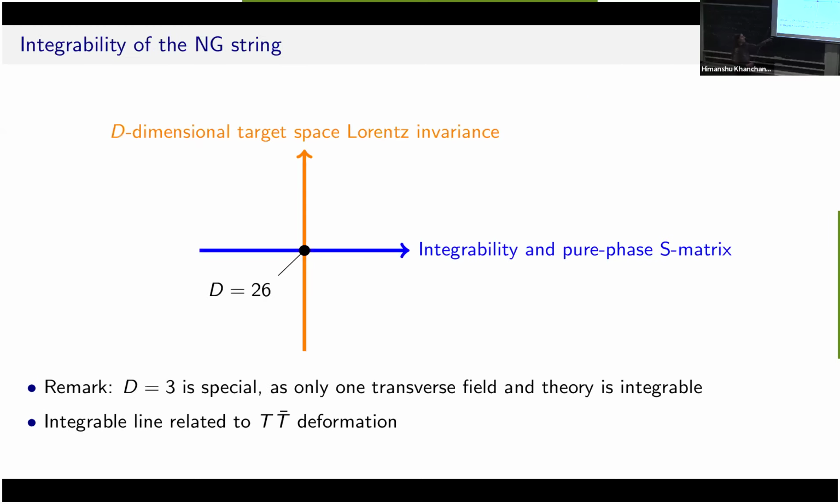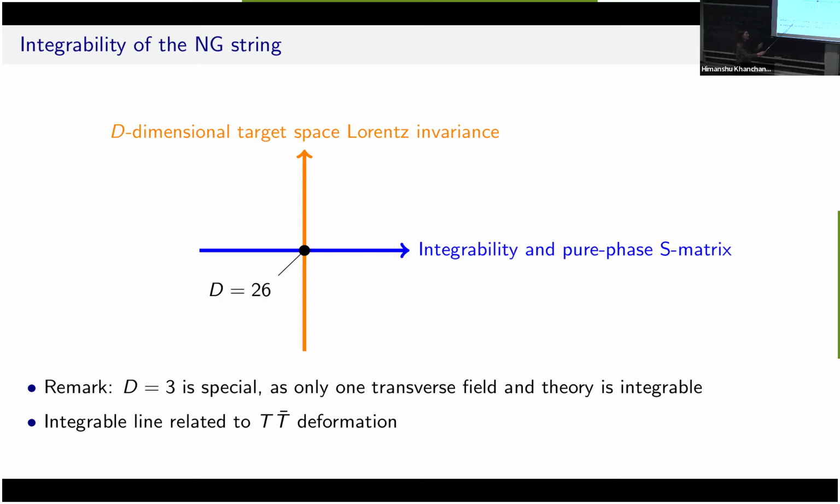So you have these two lines of theories. One is this orange line, the one that you obtain just by computing the scattering from the Nambu-Goto action in static gauge. And there is something special that happens in D equal to 26. And the other line is the line of integrable theories, the one where you add this target space Lorentz breaking term, but which has a pure phase S matrix for any dimension D.